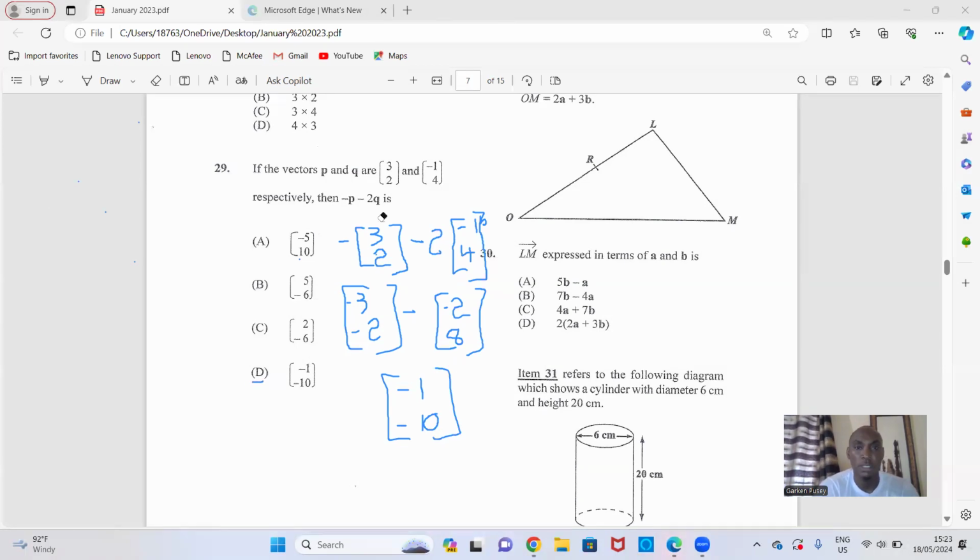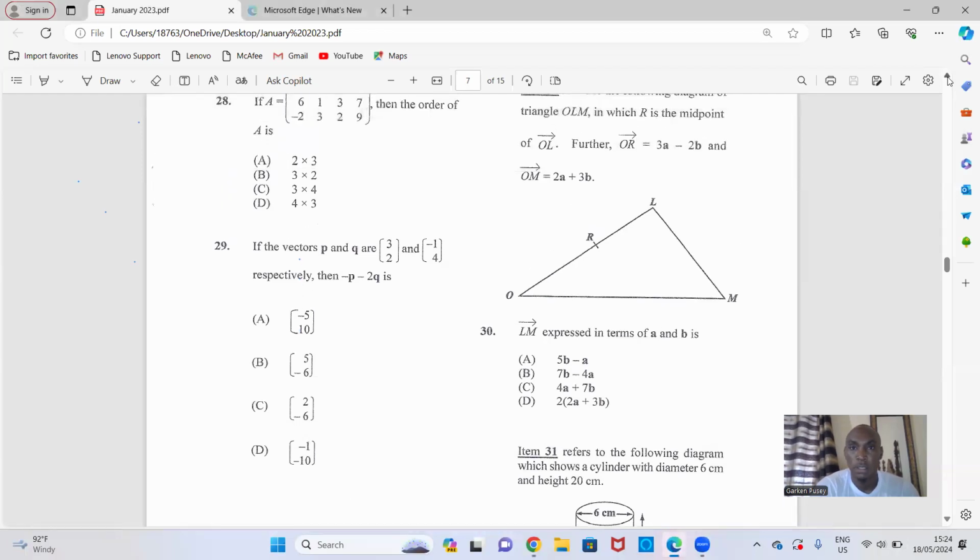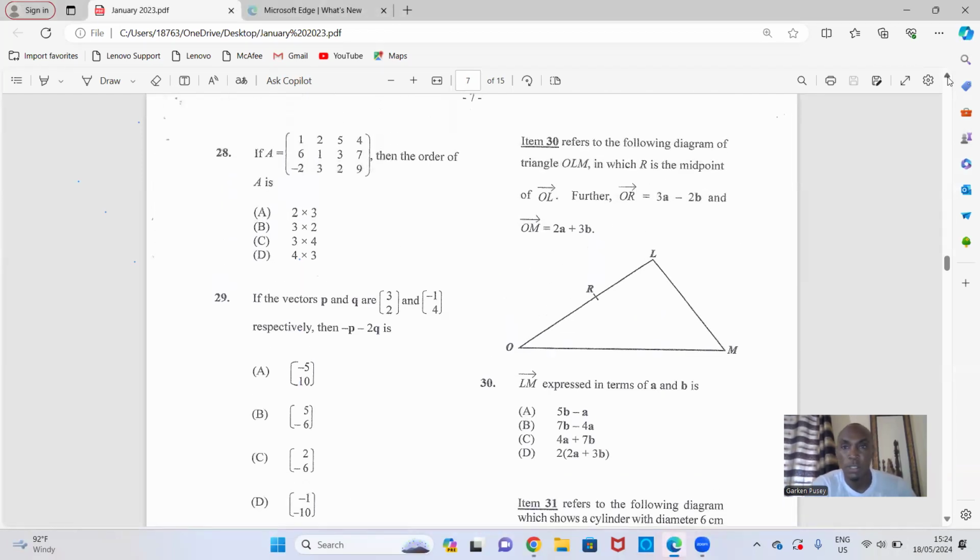And that's vectors. So we can add vectors as we can see, and we can do a little bit of scalar multiplication. All right, so that's question number 29. Question number 30 is also vectors. A little bit of algebra vectors. Let's see what it says.